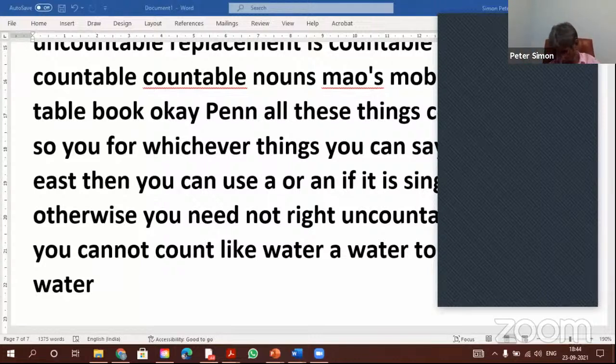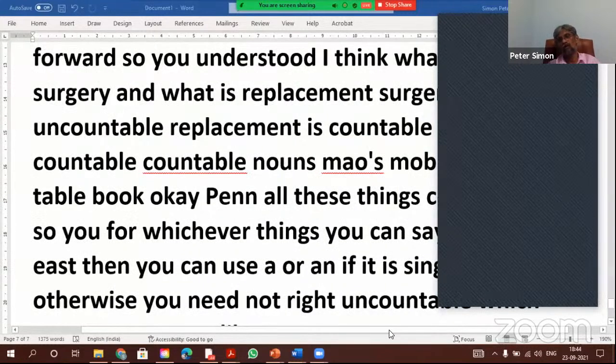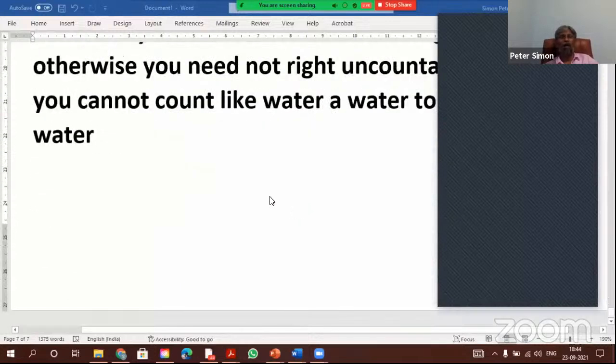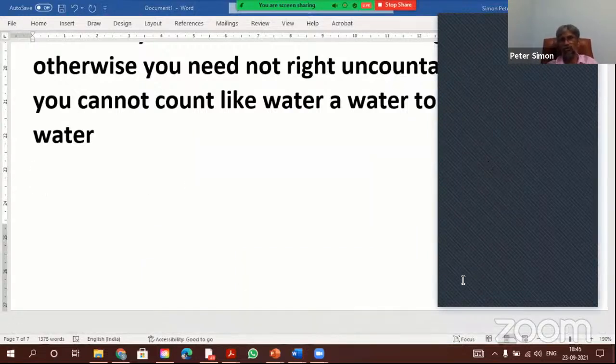Next, second point is countable versus uncountable. So this is whether to use article or not. Article or no article. Understood? Then type Y. Not understood? Then type N. So we're moving to the next part.